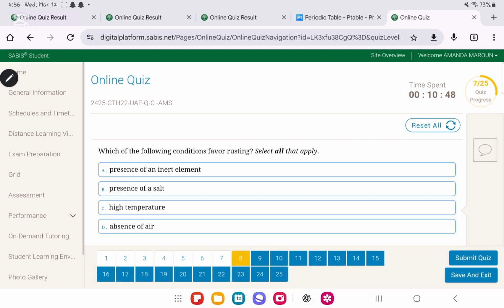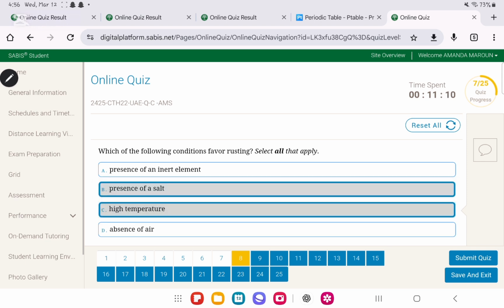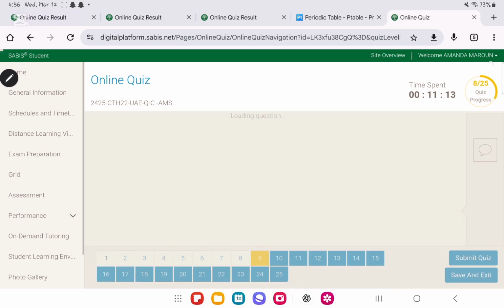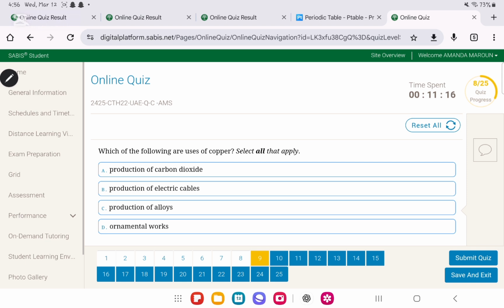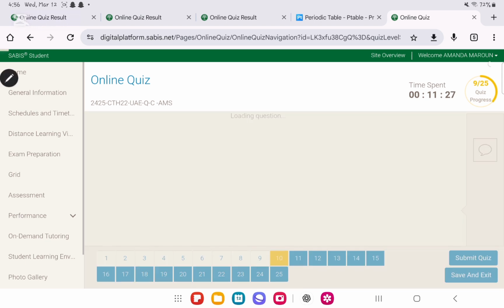We move on to question number 8. Which of the following conditions favor rusting? To favor rusting, you need to be in the presence of air. You need a reactive element, more specifically a reactive metal. You have to have salt and a very high temperature. So presence of an inert element, for sure not. Presence of salt, yes. High temperature, yes. And absence of air, for sure not. You should have the presence of air, not the absence of air. Which of the following are uses of copper? You use copper to make electric cables, to make alloys, to make ornamental works, but for sure you don't use it to make carbon dioxide.